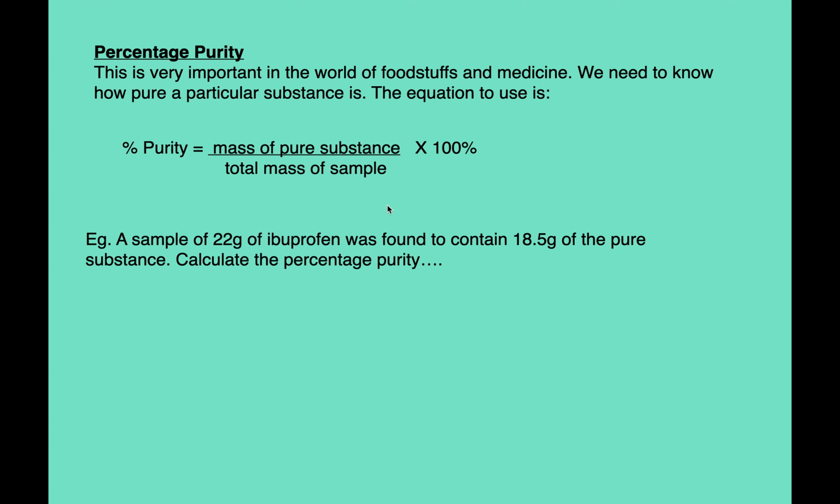So imagine I've got a sample of 22 grams of ibuprofen and it was found to contain 18.5 grams of pure ibuprofen. So obviously there's other things that they put in tablets. It has 18.5 grams of pure substance. The percentage purity is 18.5, the mass of the pure substance, divided by 22, the total mass of the sample, times by 100%, and that gives me 84.1% purity. That's relatively straightforward too.